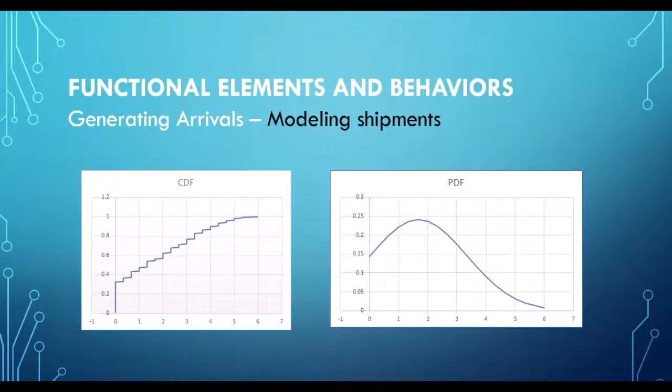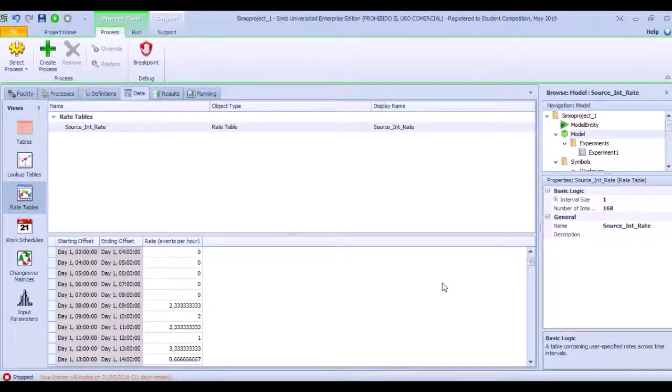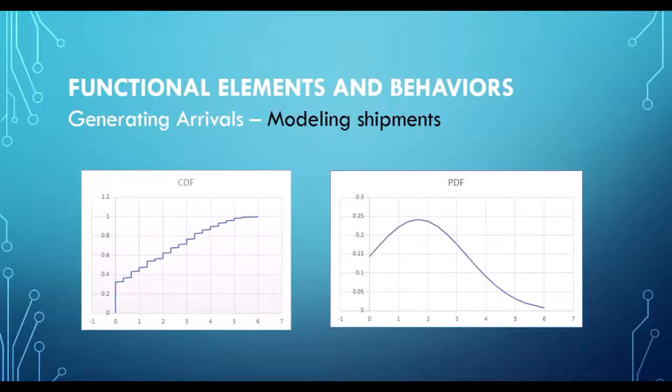Our first functional element and behavior is the generation of the arrivals and the modeling of shipments. Here we created a pivot table in Excel to get the inter-arrival times between shipments and put that into Simio as a rate table. Here we have a rate table that we created to put into our entity arrival logic for our source along 7 days of the distributions. The PDF and CDF graphs of our distribution are shown on this slide.